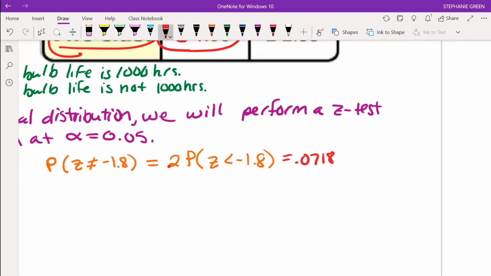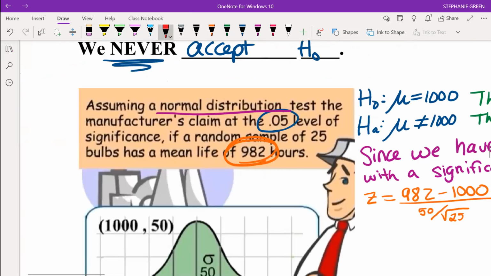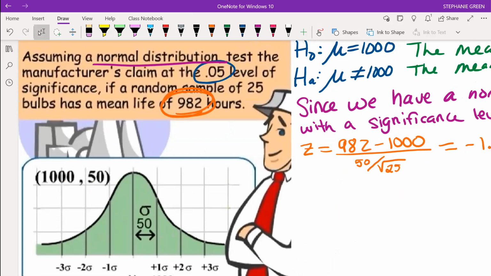Again, that number is greater than our alpha we chose, 0.05, so we cannot reject the null. There is nothing here to suggest their light bulbs or their factory are performing poorly. There's no reason to be concerned about this statistic here. It's not so different from 1,000 that we should be concerned about the life of these light bulbs yet.